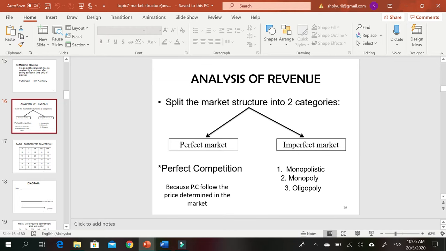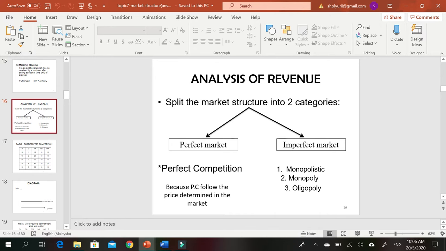Perfect market and imperfect. We will split the market structure into two categories. Hopefully, you still can recall the types of market structure. In my first teaching video, we have four types of market structure, which are the perfect competition, monopolistic competition, monopoly or monopolist, ataupun last kali is oligopoly. Four types of market structure. So these four types of market structure are being split into two categories, which is perfect market and imperfect market.